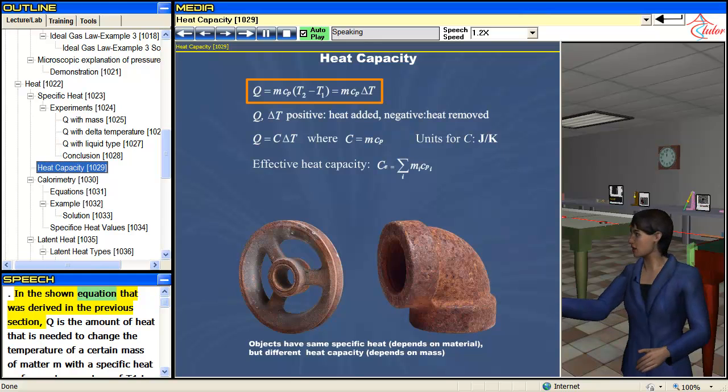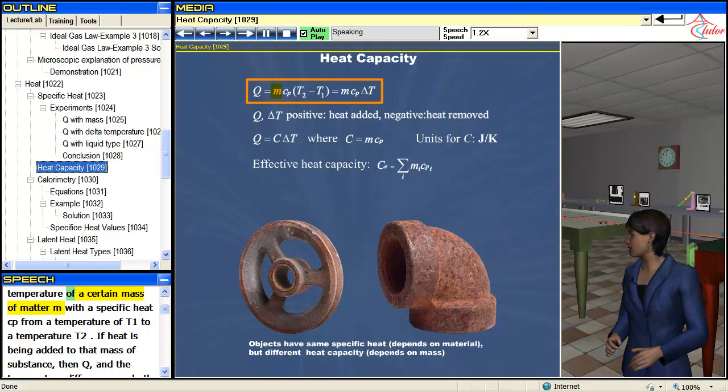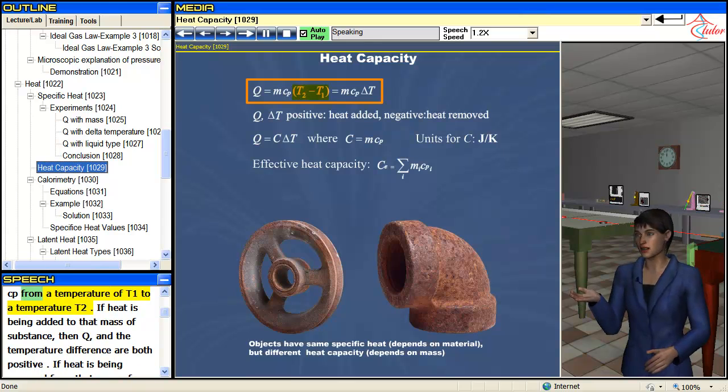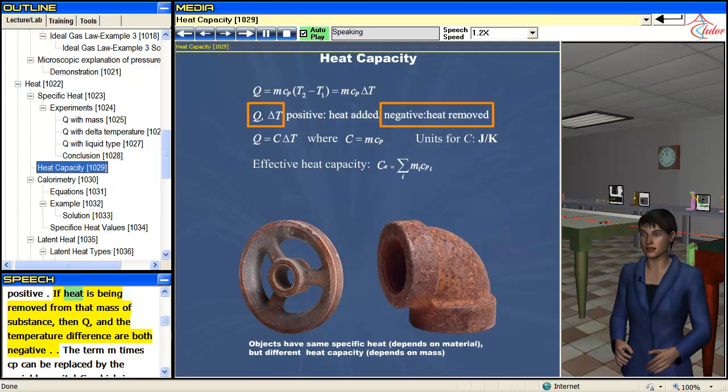In the shown equation that was derived in the previous section, Q is the amount of heat that is needed to change the temperature of a certain mass of matter m, with a specific heat Cp, from a temperature of T1 to a temperature T2. If heat is being added to that mass of substance, then Q and the temperature difference are both positive. If heat is being removed from that mass of substance, then Q and the temperature difference are both negative.